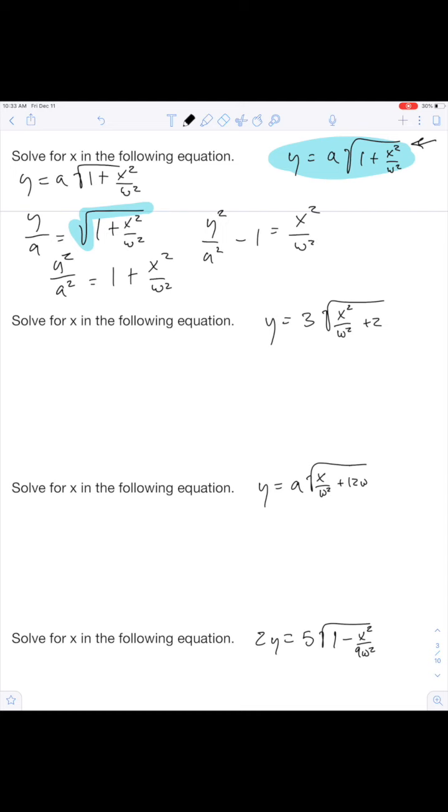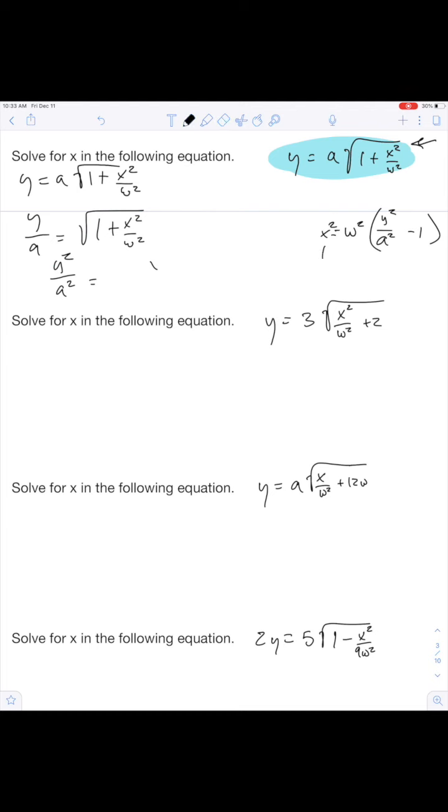Multiply everything by the w. We got to get rid of that w. So now we're going to have w squared times y squared over a squared minus 1, right? And that's going to equal our x squared. Running out of a little space here. There we go. Clean this up a little bit. No big deal. And the last step we got to get after then.